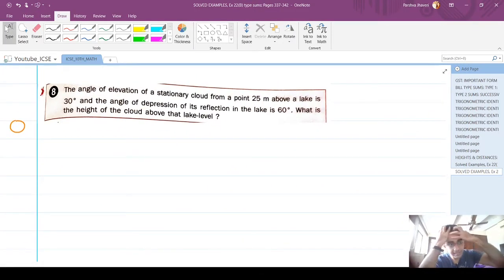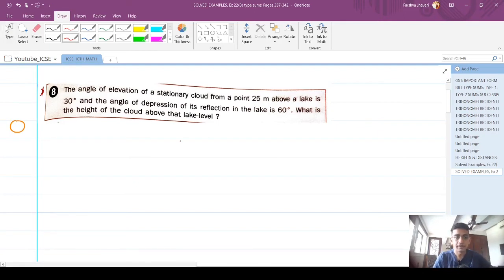Yes, this is a tricky sum, number 8, because here you will realize how important a diagram is to your solution. So, in order to do this, let's first read the question. Angle of elevation of a stationary cloud, which means it's not moving, from a point 25 meters above a lake is 30 degrees. The angle of depression of its reflection in the lake is 60 degrees. What is the height of the cloud above the lake level?